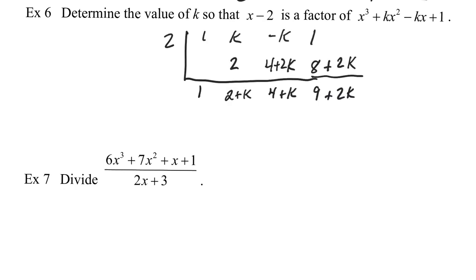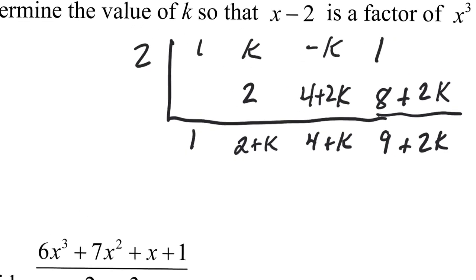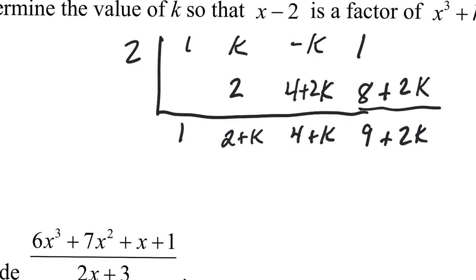Okay, so let's walk through this. I'm going to zoom in just a little bit here. 1 gets brought down. 2 times 1 is 2. K plus 2 is 2 plus K, or K plus 2. I multiply this down through, and I have to distribute. So 2 times 2 is 4. 2 times K is 2K. Then I add. Negative K plus 2K is K, and 4 is just 4. So then I multiply again, and I get 8 plus 2K. And then I'm going to add that to this, and I get 1 plus 8 is 9, and 2K.